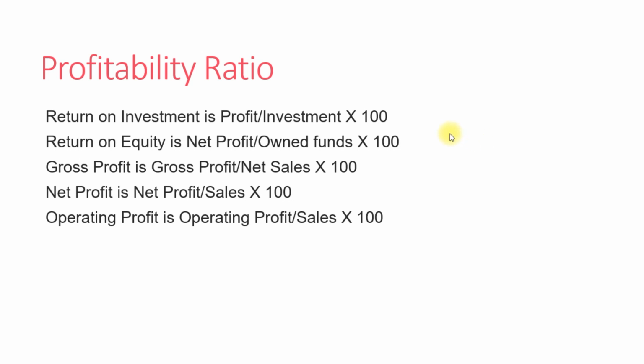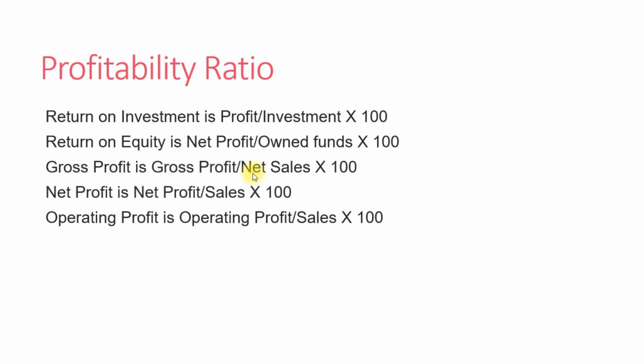Lastly, it is profitability ratio. This ratio reveals the efficiency of an organization to generate income and surplus for a firm. The main ratios are return on investment, which is profit by investment into 100. It is a measure of how much an organization earns on its capital employed. Return on equity is net profit by owned funds into 100, which is earnings based on funds provided by promoters or shareholders or funds retained in business, retained earnings, and whatever it generates.